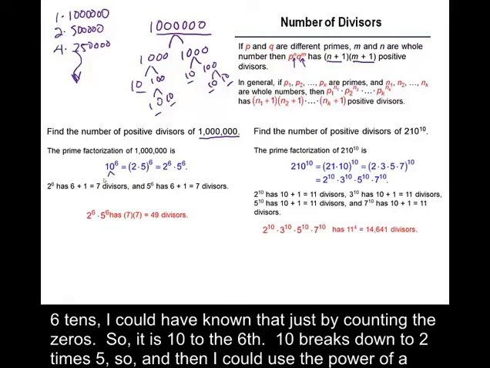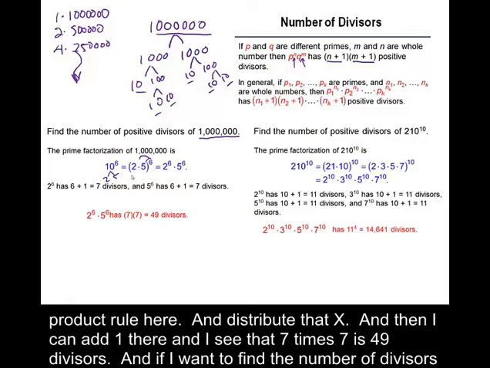10 breaks down to 2 times 5, and then I could use the power of a product rule here and distribute that exponent. So I have 2 to the 6 times 5 to the 6, and then I can add 1 there and add 1 there, and I see that 7 times 7 is 49 divisors.